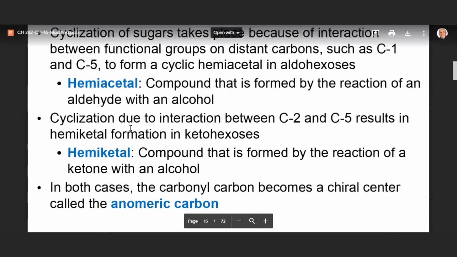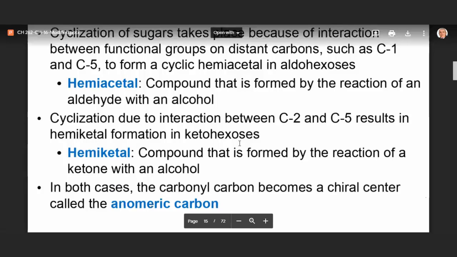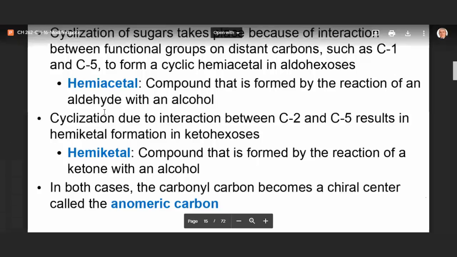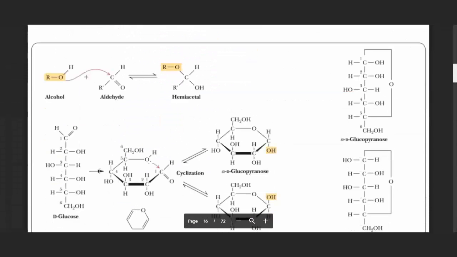And when cyclization due to interaction between carbon 2 and carbon 5 results in hemiketal formation in ketohexoses. Then hemiketal is a compound that is formed by the reaction of a ketone with alcohol. Then aldehyde with alcohol gives me hemiacetal and ketone with alcohol gives me hemiketal. Now in both cases the carbonyl carbon becomes a new chiral center called the anomeric carbon. Let's see how cyclization occurs.